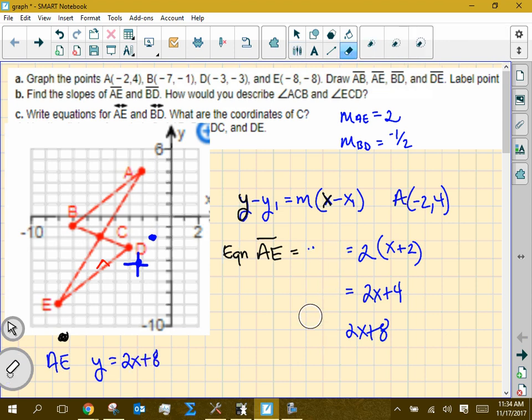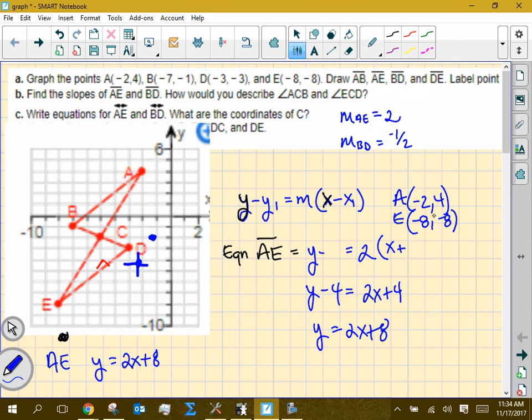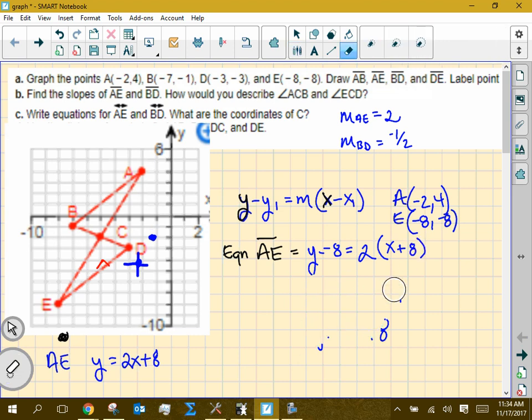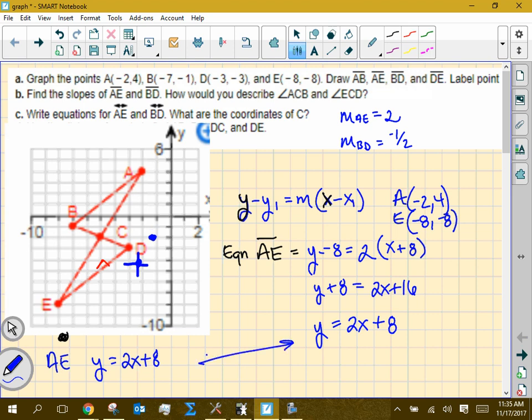Now, like I said, you could have done this. Instead of using the point -2, 4, you could have used E, which was -8, -8, right? If I plug -8, -8 in, y minus -8 equals 2 times x minus -8. And now let's evaluate that. That becomes y plus 8 equals 2x plus 16, right? Subtract 8 from both sides, y equals 2x plus 8. Is that the exact same equation? Using different ordered pairs, right? So the idea is if those two provide the exact same equation, then any ordered pair on that line is going to do the same thing. So AE is 2x plus 8.